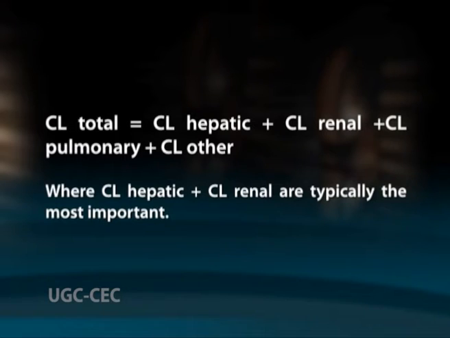The total body or systemic clearance, CL total, is the sum of all clearances from the drug metabolizing and drug eliminating organs. The kidney is often the major organ of elimination. The liver also contributes to drug clearance through metabolism or excretion into the bile. Total clearance is calculated using the following equation: CL total is equal to CL hepatic plus CL renal plus CL pulmonary plus CL other, where CL hepatic plus CL renal are typically the most important.